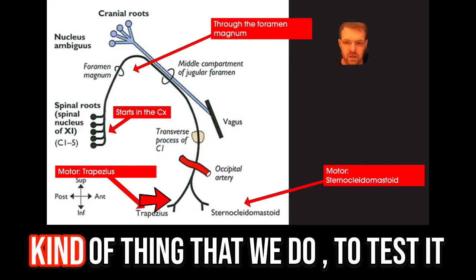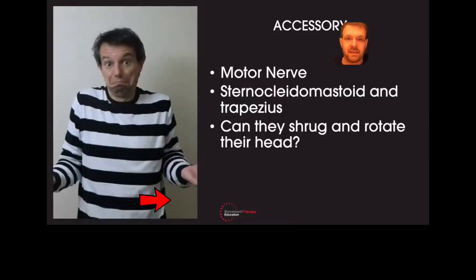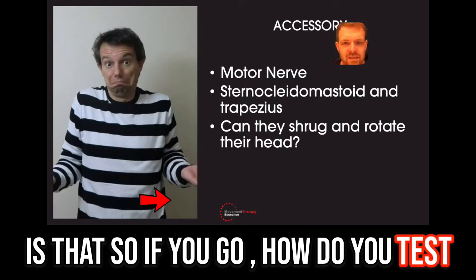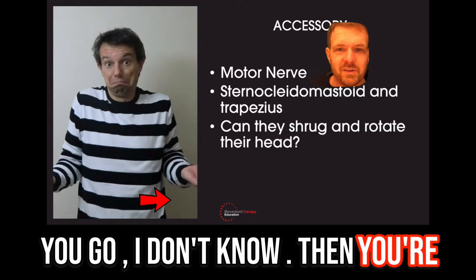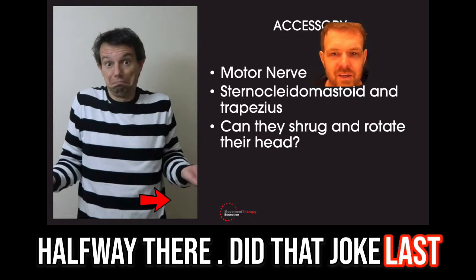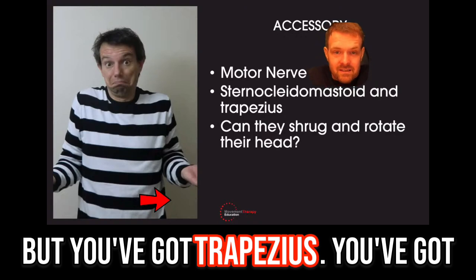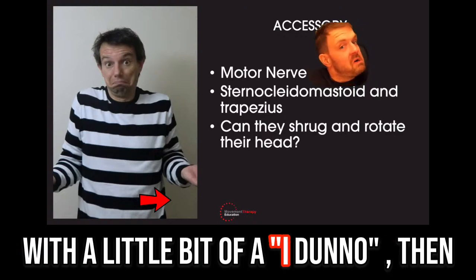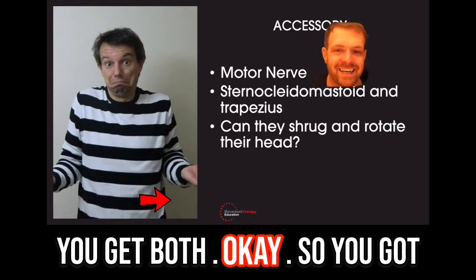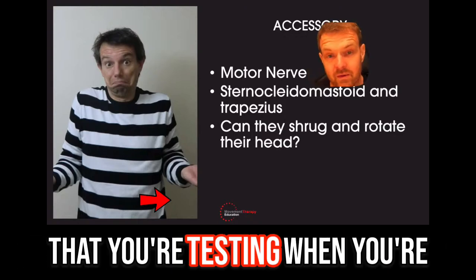The kind of thing that we do to test it is that. So if you go, how do you test the spinal accessory nerve? And you go, I don't know. Then you're halfway there. I did that joke last week, so it may not work this week. But you've got trapezius. You've got the trapezius element. If you do it with a little bit of a mono, then you get both. Okay, so you've got trapezius and sternocleidomastoid that you're testing when you're doing this.